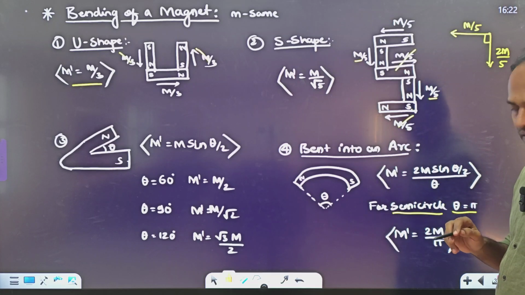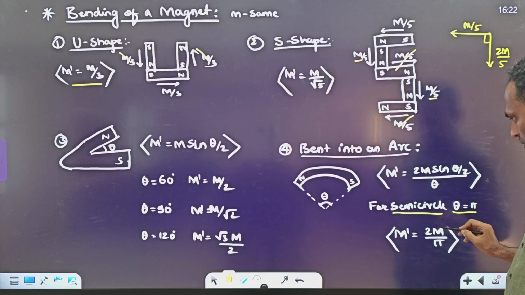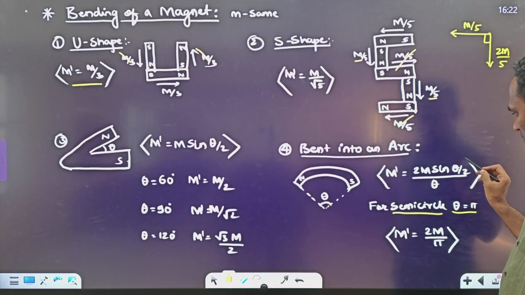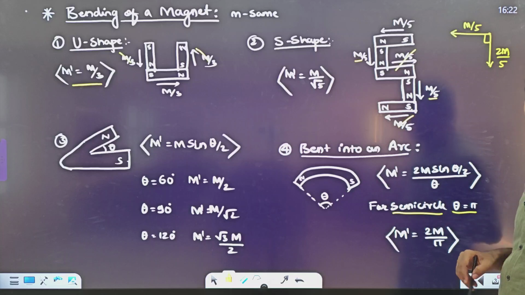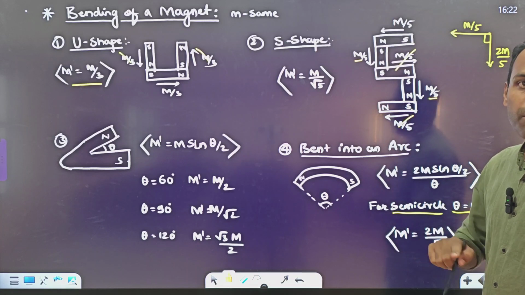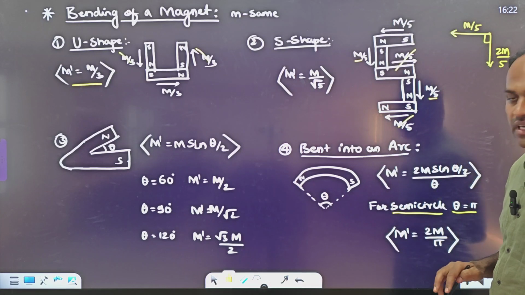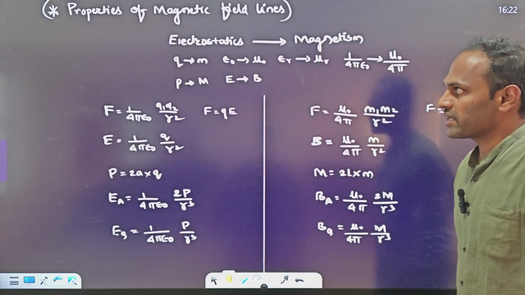Pi is 180 degrees. So if I substitute pi here, it will be 2m by pi. 2m by pi, this will become sin 90, and sin 90 is 1. So 2m divided by theta, theta is pi, so 2m by pi is the magnetic dipole moment of a bar magnet which is bent in the form of a semicircle. Okay. Let us go to the next concept now.